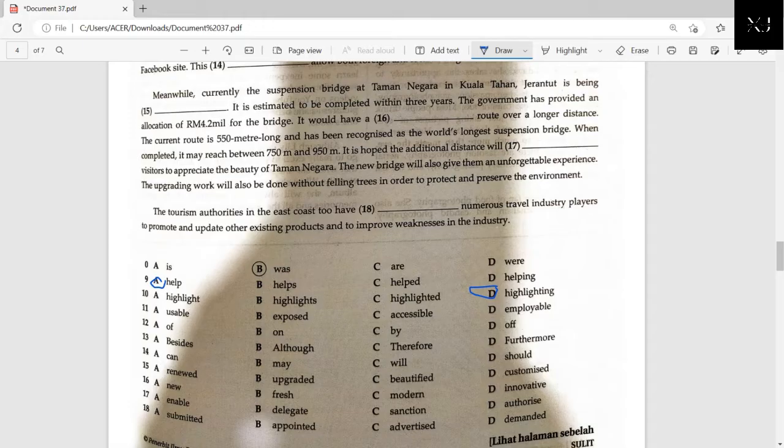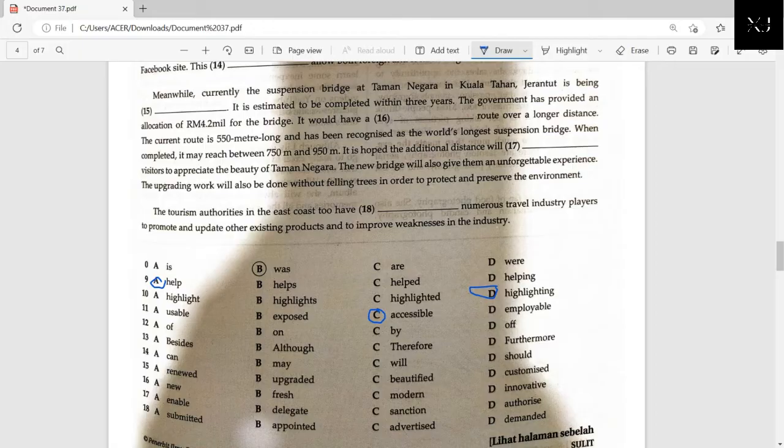Usable, exposed, accessible, employable. Okay, the answer is actually accessible. Means that they are available there for you to click anytime. Usable is something that you can use. Okay, an item. Like, oh, this chair is no longer usable because its leg is broken. So means one of the legs of the chair has been broken, so you cannot sit on it anymore, so you can no longer use it.